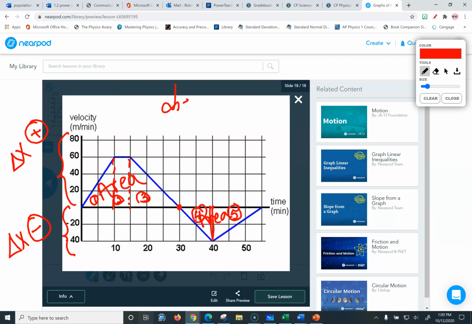Remember, when it's distance, you're going to add. When it's asking for displacement, you're going to subtract.